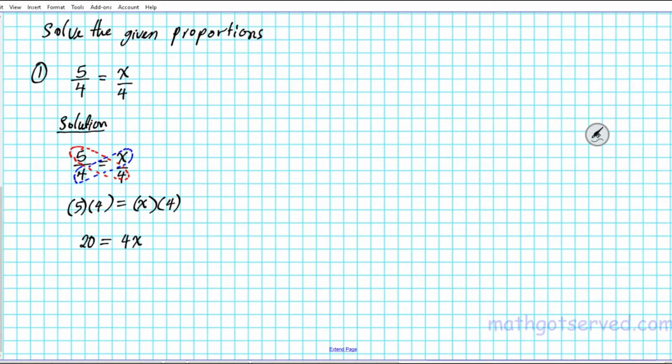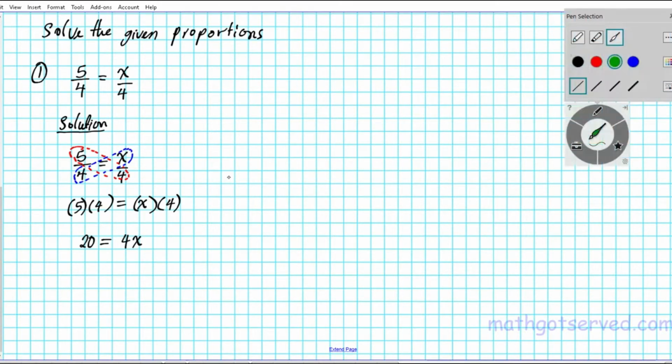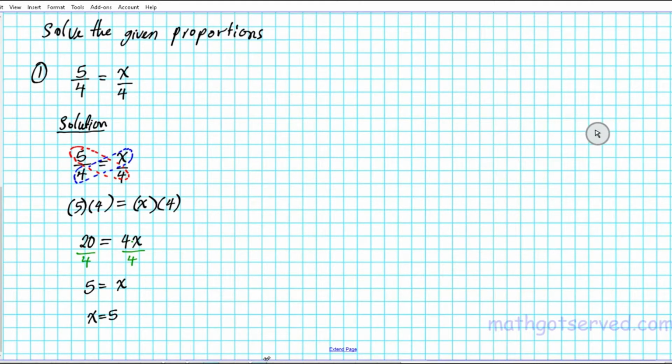To get x isolated, we need to get rid of that 4. Since 4 is being multiplied by x, we use the inverse operation, which is division. That gives us 5 is equal to x. 20 divided by 4 is 5, and then these 4's divide out. Or this can be written as x equals 5. So there goes the answer to the first question.